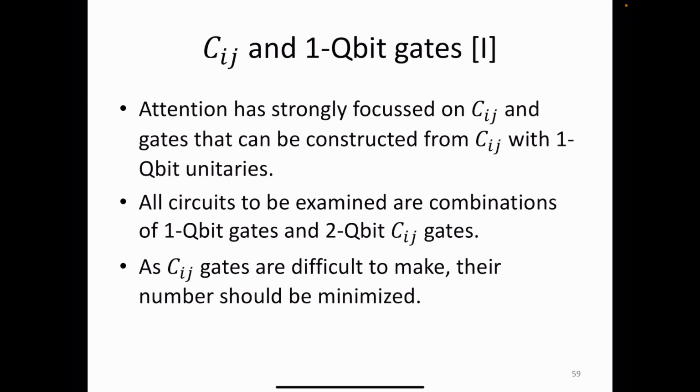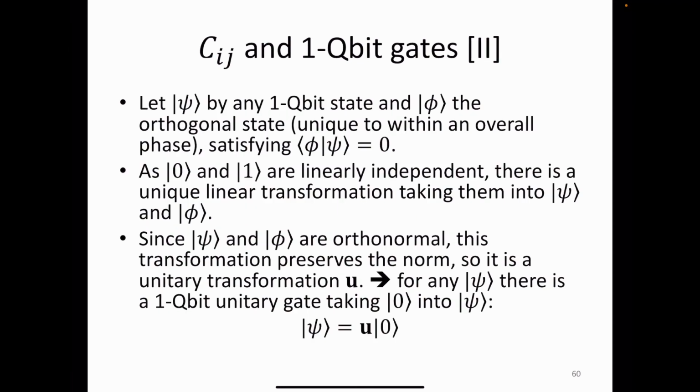So the attention so far has strongly focused on C sub ij and gates that can be constructed from C sub ij with 1-qubit unitaries. Remember, C sub ij is the controlled NOT gate where we take the first qubit, usually in the standard version, as control and the second as target, but it can also be flipped around, vice versa, where we have the second qubit as control bit and the first one as target bit. All circuits which we're going to examine are combinations of 1-qubit gates and 2-qubit controlled NOT gates. Controlled NOT gates are difficult to make. Their number should be minimized.